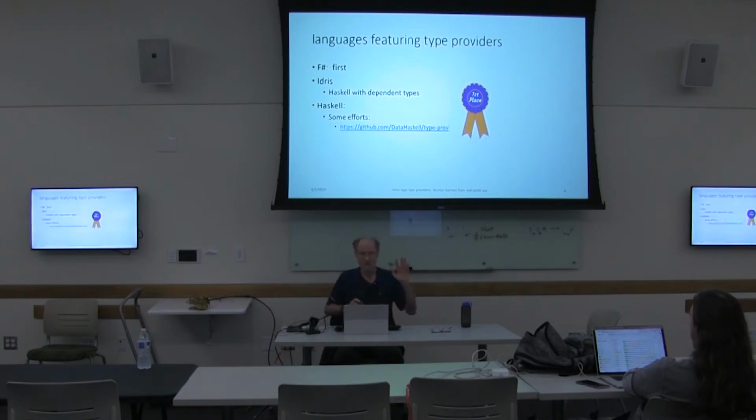Okay, so F# was the first language to come out with type providers. Idris has them. That's Haskell with dependent types. And I'm way outside of my area of expertise here. So I'll just kind of defer here and say that from what I've heard from Idris people that have tried this, this type provider implementation in Idris is a bit different than in F#. And that's all I can say about that, because I just don't know enough firsthand. And Haskell has a movement right now to try to come up with type providers, but when I looked at their website, it seemed like it was more wish list items than actual testable code.